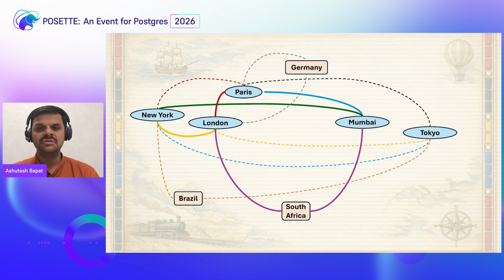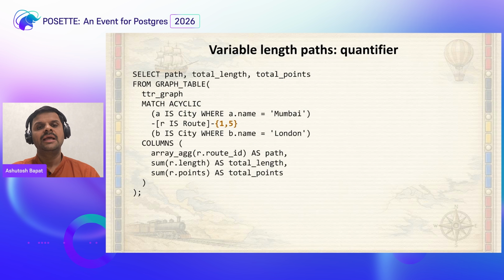Again, here are example paths that we found, and you will see one more path which goes through South Africa. In real Ticket to Ride, we won't be constraining ourselves with just two route edges. We want them to be as long as possible, covering all the tickets that we want. So here we introduce the concept of variable length paths.